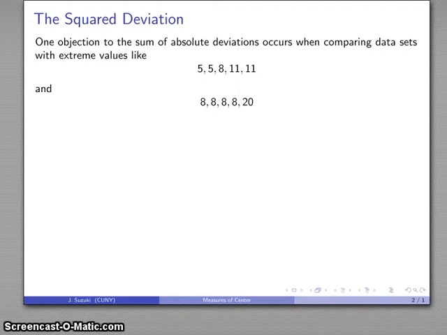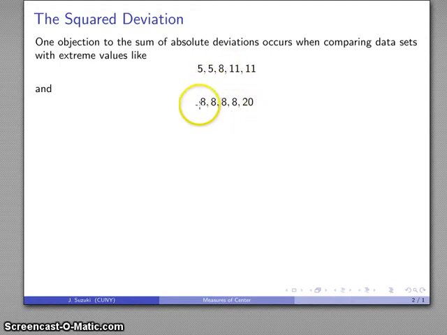And this is introduced for the following reason. If I imagine two different data sets, so here's a data set 5, 5, 8, 11, 11, and 8, 8, 8, 8, 20, both of these data sets have a median of 8. But on the other hand, if you look at the data values in these two sets, 8 in some sense seems to be a better representative for this set than it is for this set.